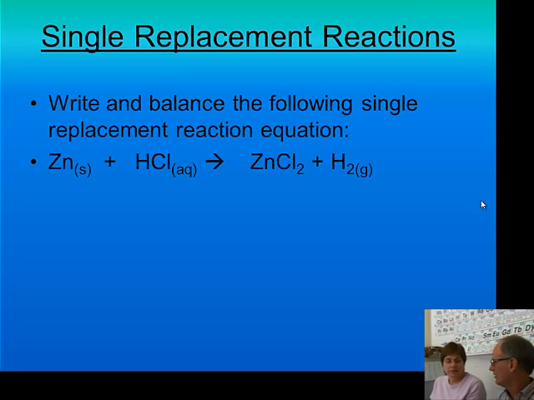All right, so let's take a look at a few. What's happening here? Oh, wait, I don't see a metal over here. What's going on, Mrs. Herman? It turns out that hydrogen is used as a standard, and we're going to look at a special chart that's going to help us determine whether hydrogen is going to be replaced by zinc or not. So in a way, it's acting like a metal in this case. Yes. So zinc can replace the hydrogen in an acid.